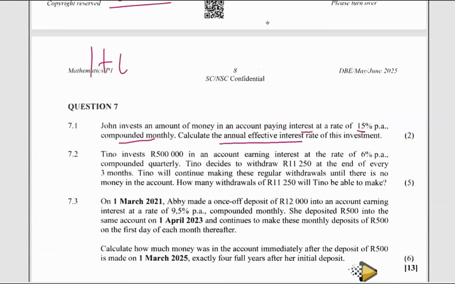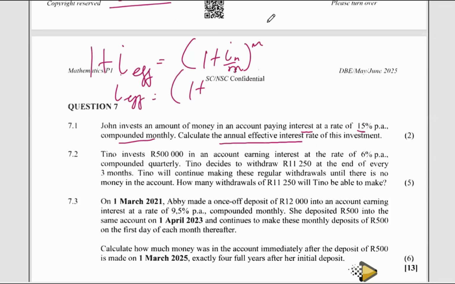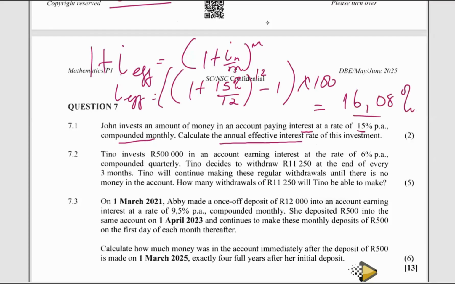So we shall say 1 plus the i effective is equivalent to 1 plus i nominal over m to the exponent of n. Since they want the effective rate, we're going to have 1 plus the nominal rate is 15%, but we're compounding it monthly, to the exponent of 12, minus 1. The answer that I'll get here, I'll have to multiply it by 100 straight away. So when I punch this into the calculator, I will get 16.08%.